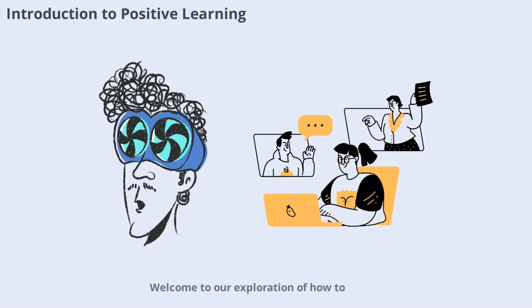Welcome to our exploration of how to promote a positive learning environment in technology classrooms. In today's fast-paced digital world, creating a supportive and engaging atmosphere is more important than ever. A positive environment not only boosts student motivation, but also enhances creativity and collaboration. Throughout this video, we'll uncover practical strategies, real-life examples, and actionable tips to help educators and students thrive together. Let's embark on this journey to transform technology learning spaces into hubs of encouragement, growth, and innovation.